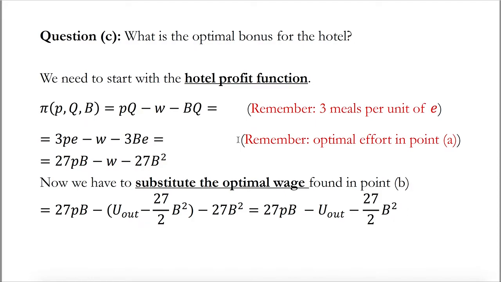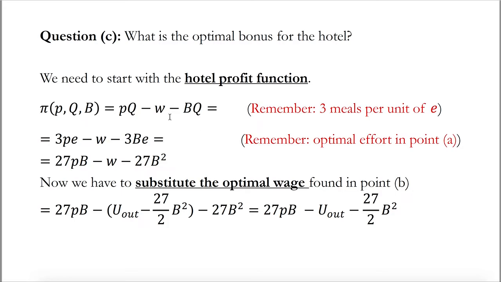times B squared. So remember that we have started with a very general definition of profits. Then, as a first step, we have substituted the quantity produced by Sharon, that is 3 times E. Then the second step was to substitute E with the optimal level of Sharon's effort that we have found in point A. And then the last step of this part of the exercise was to substitute W with the optimal fixed wage that we found in point B.